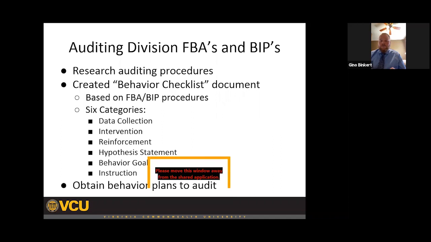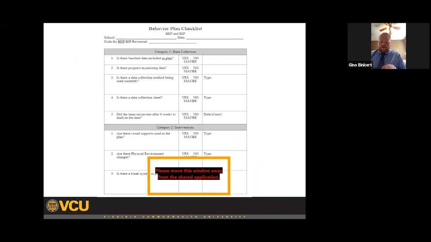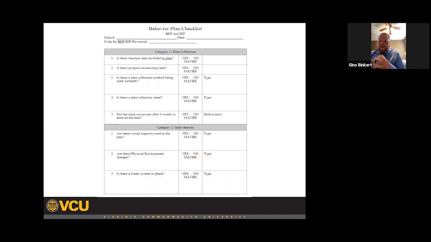is an example of the form that we used. And as you can see, for the first 2 categories, the form is very simple: yes, no, or maybe answers. There's also a little section on the side for notes. Within these categories, there are specific answers that are crucial to any behavior plan. For example, as you can see in data collection, it includes progress monitoring examples and what types of data collection methods are being used during your FBA and BIP process.